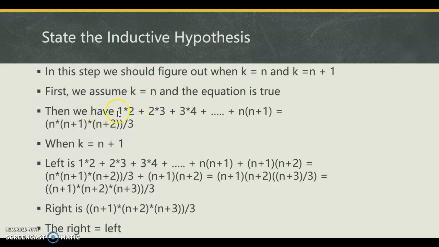We just assume when n equal to k, this equation is true. Now we want to prove that when k equal to n plus 1, this is true. If we can prove that n plus 1 is true, we can make the inductive hypothesis true. So the left side is 1 multiplied by 2 plus 2 multiplied by 3, plus 3 multiplied by 4, until the end of this equation. We just simplify the equation.